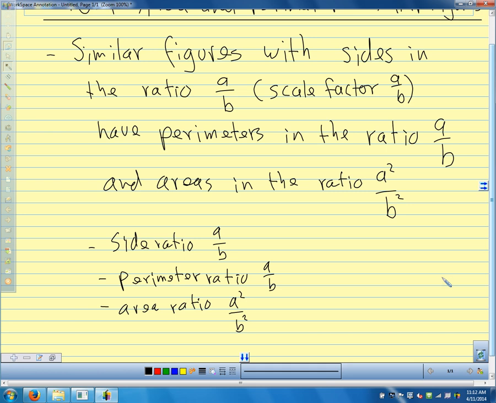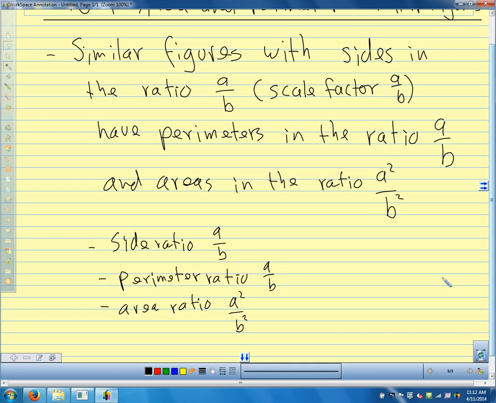Wait, if all that's true, then what? No. If we have similar figures, this is true. We're starting out with similar figures. So the problem is going to tell us you have similar figures, so we know the figures are similar. If the figures are similar, the perimeter ratio is the same as the side ratio, and the area ratio is the square of the side ratio.